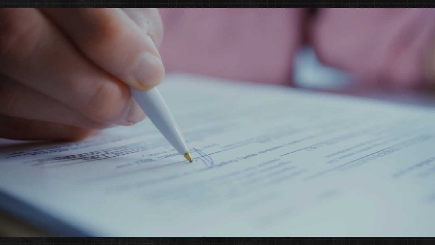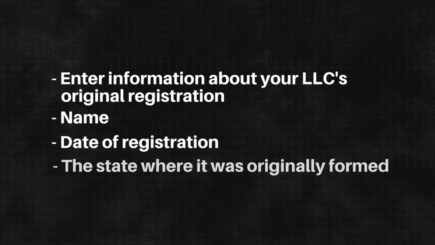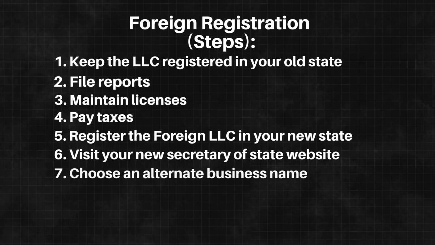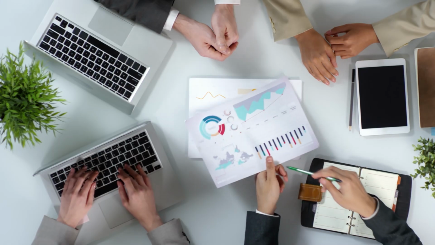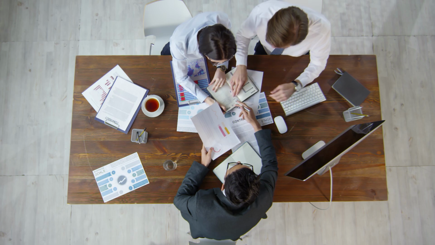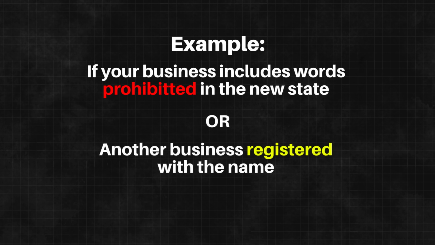You will need to enter information about your LLC's original registration, including its name, date of registry, and the state where it was originally formed. Also, depending on the state and the circumstance, you might need to choose an alternate business name. This is because some states have various rules about formatting an LLC's business name. If your business name includes words prohibited in the new state, or if unfortunately there is already another business registered with that name, you have to choose an alternate name.